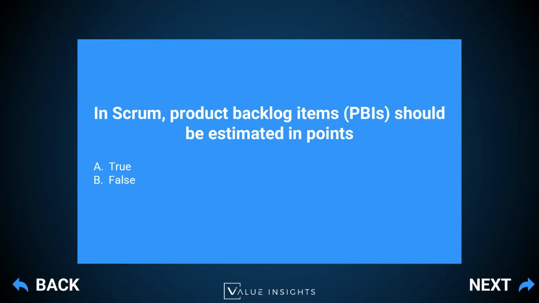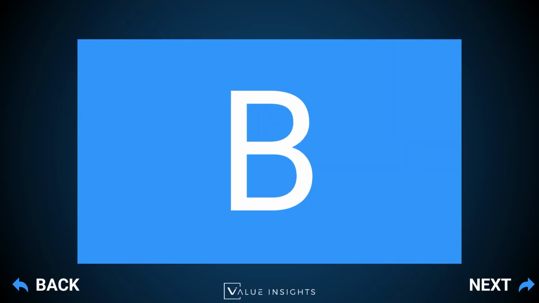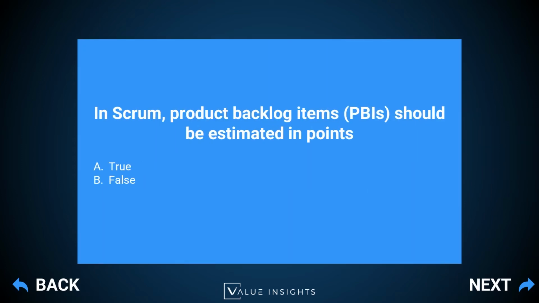In Scrum, product backlog items, or so-called PBIs, should be estimated in points. Answer A, true. Answer B, false. And the answer here is B. So B, false. It's actually very common for product backlog items to be estimated in points. And therefore, most of the time people will just think naturally that in Scrum things are estimated in points.